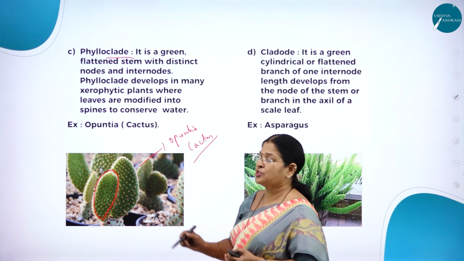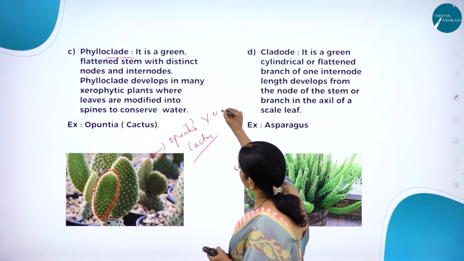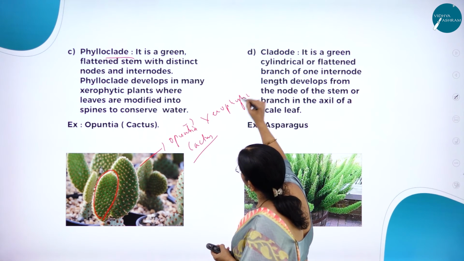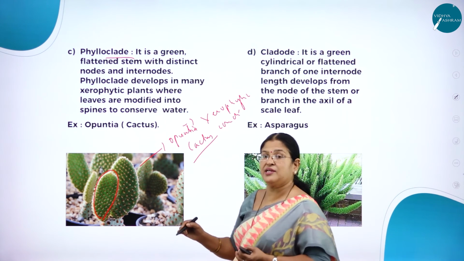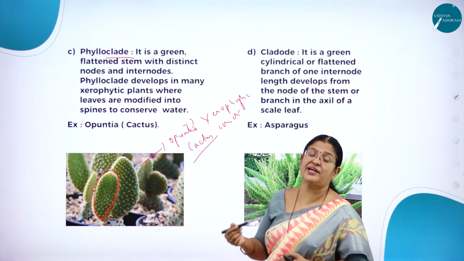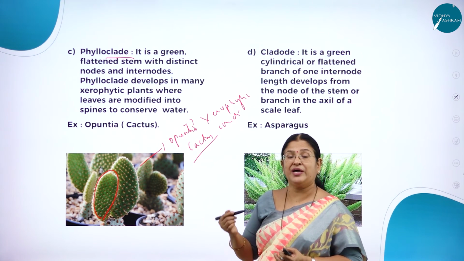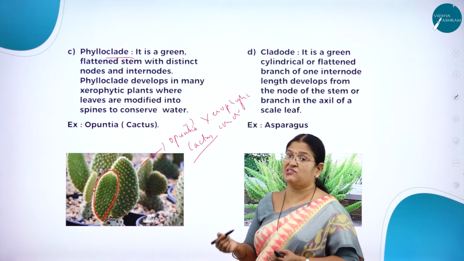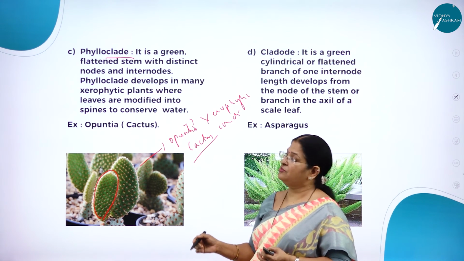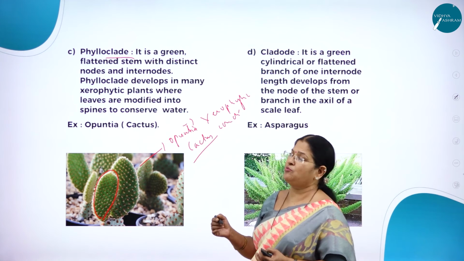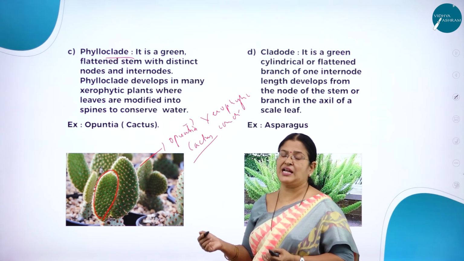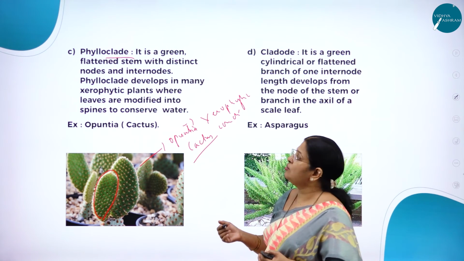Usually opuntia grows in xerophytic conditions. What do you mean by xerophytic conditions? Where there is scarcity of water. Xeric condition means hot conditions where the temperatures are extreme, like desert. Like this, you come across this phylloclade. Let us understand what this phylloclade is. It is again a classical example of aerial stem modification.